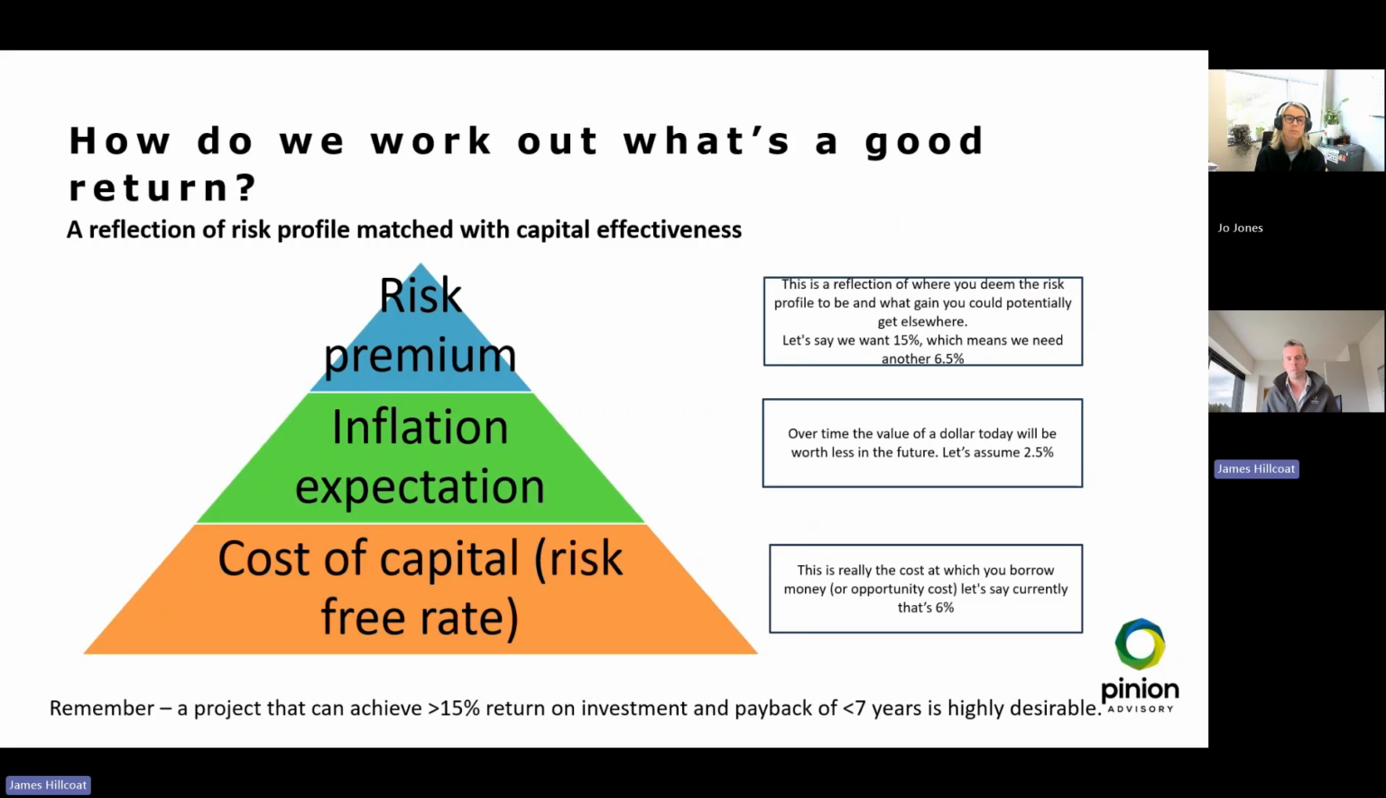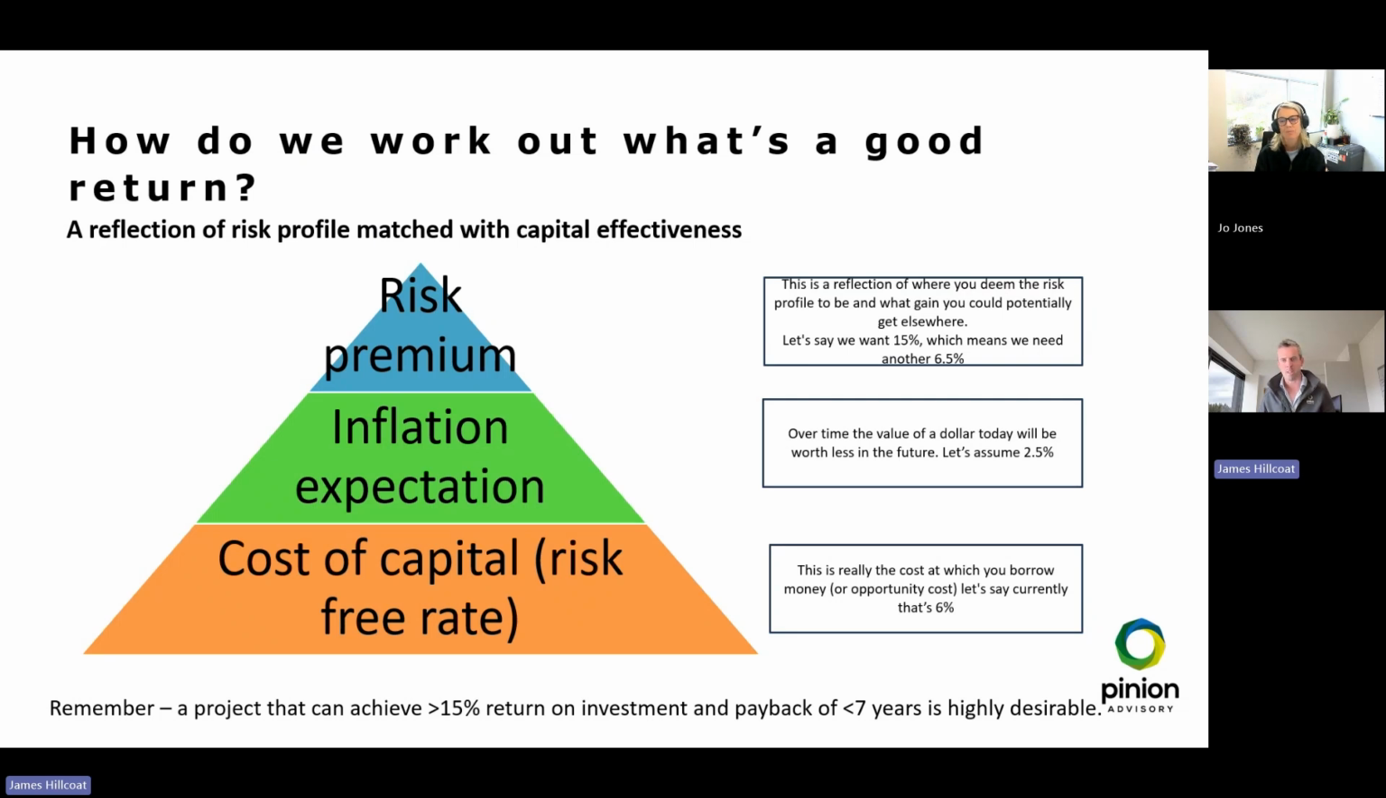So before we go on, we've spoken about hurdle rates of return and what's actually a good return. It's really a reflection of risk profile matched with capital effectiveness. So in this case, what we're looking for is a project that could achieve greater than 15% return on investment and a payback period of less than 7 years, being highly desirable. Not all of those projects exist in agriculture.